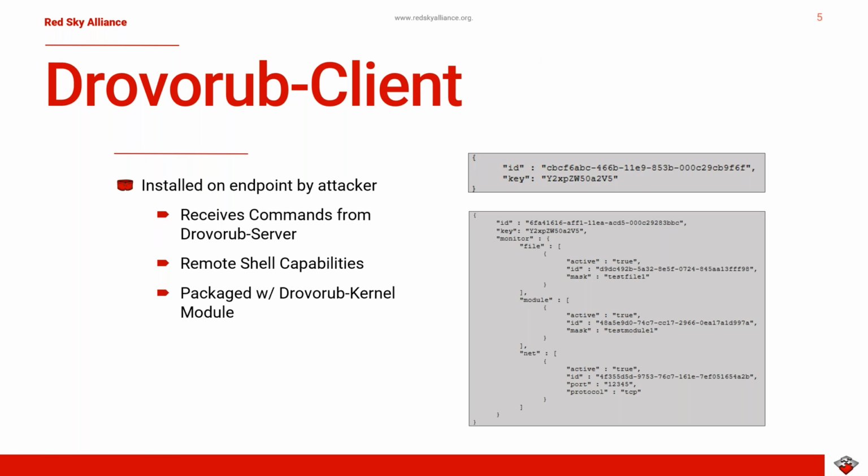The key value is returned from the Drovorub server to the client during the initial handshake. The bottom image shows a client configuration file with hidden artifacts listed. If the file, module, or network port is currently being hidden by the Drovorub kernel module, the active field will be set to true. For files and modules, the mask field is the name of the file or module that is being hidden.